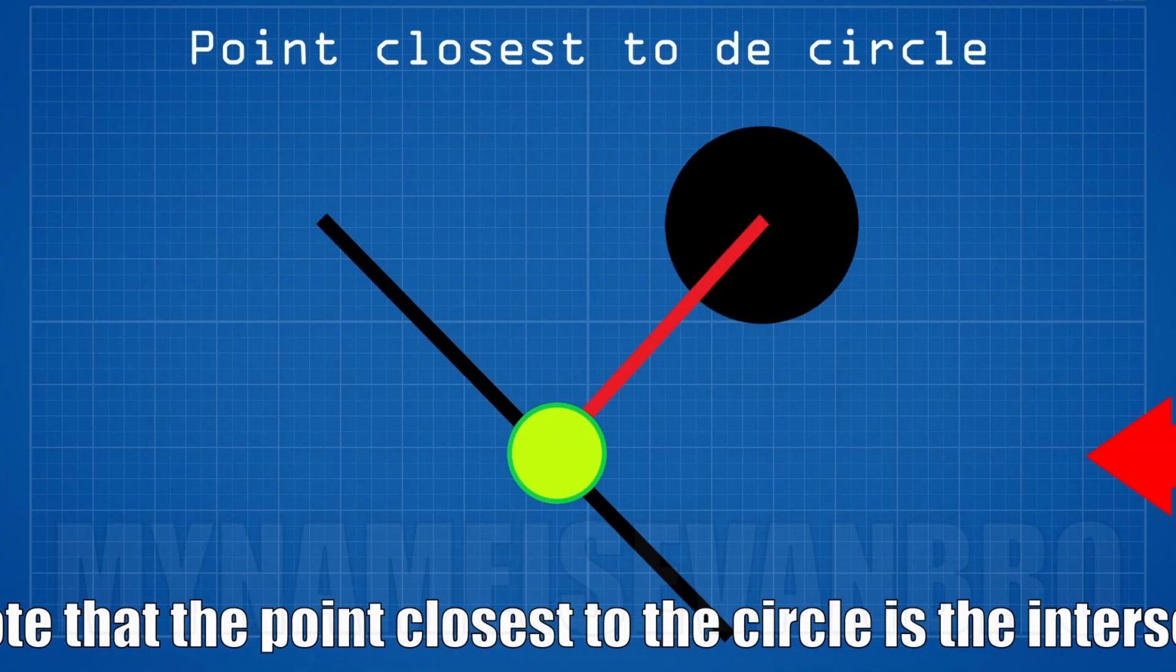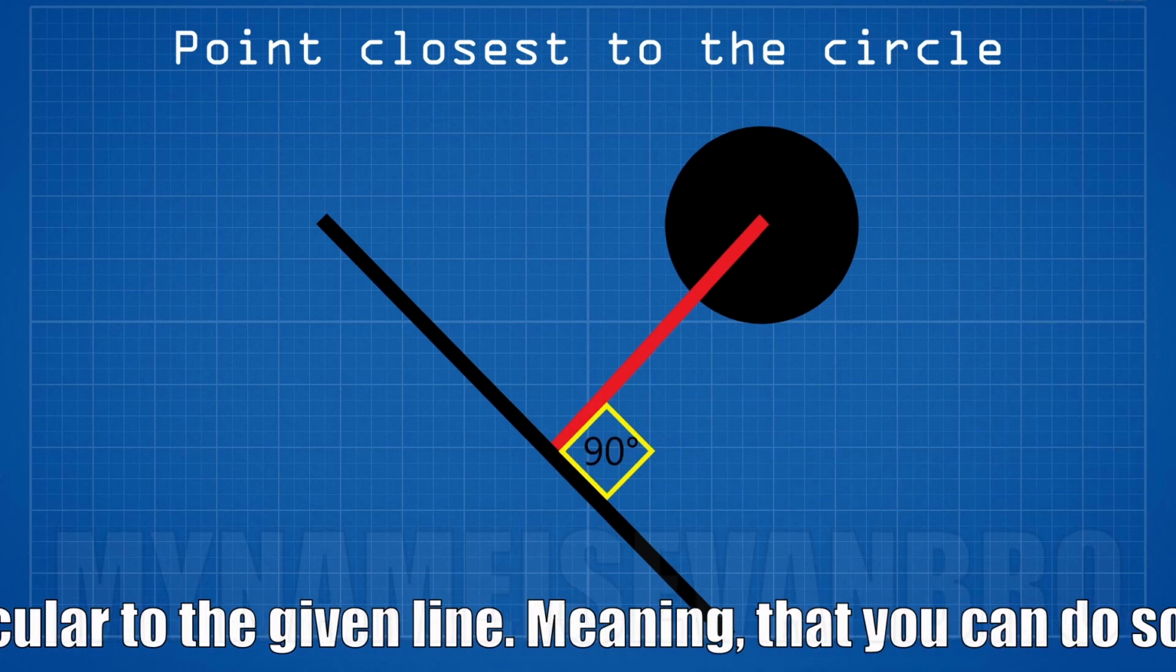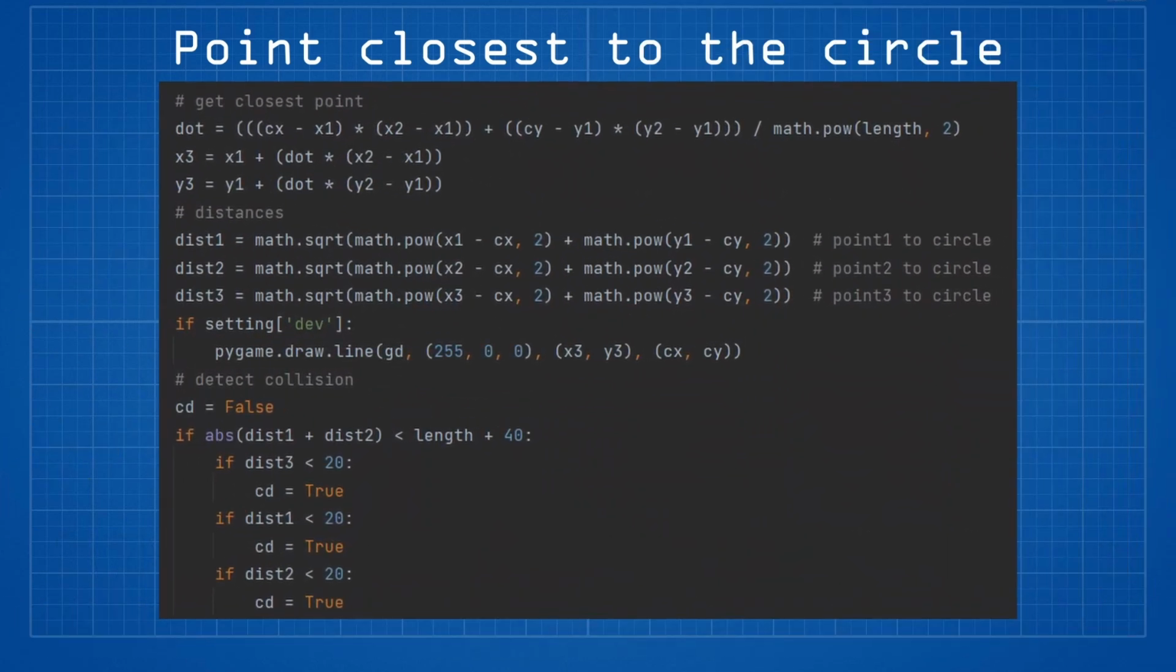Note that the point closest to the circle is the intersection of an imaginary line perpendicular to the given line, meaning that you can do some basic algebra or some dot product crap to figure this out. Here's my super messy and bad code.